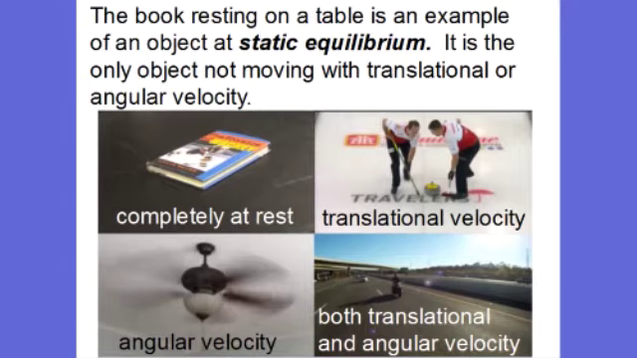So of the four objects we looked at, the book, the curling stone, the ceiling fan, and the motorcycle, the book is the only one that is at static equilibrium. It has no motion at all, either translationally or angularly. It is completely at rest. Whereas the sliding stone had translational velocity, the ceiling fan had angular velocity, and the motorcycle's wheels had both translational and angular velocity.